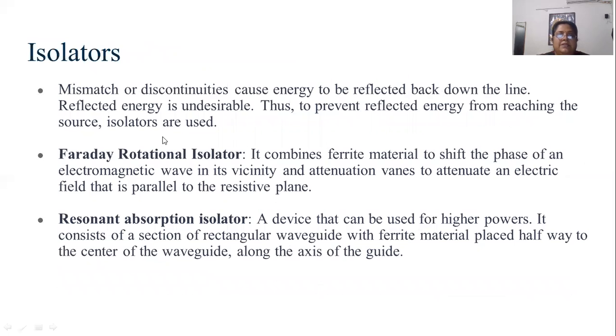Now we'll discuss the isolators. Mismatch or discontinuity causes energy to be reflected back down the line. Reflected energy is undesirable. Thus, to prevent reflected energy from reaching the source, isolators are used.